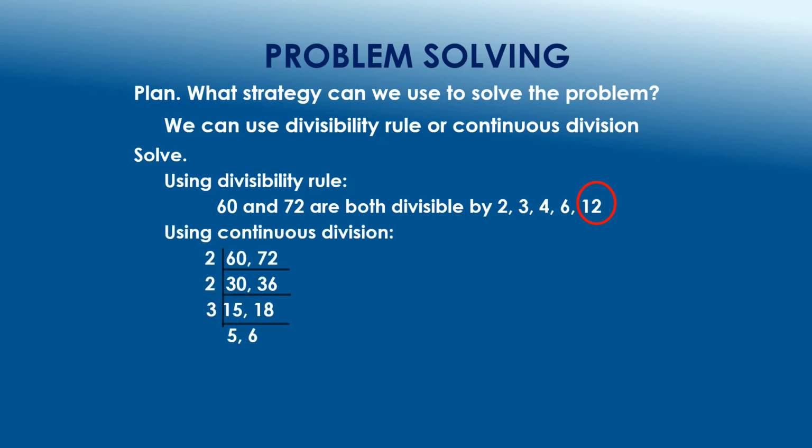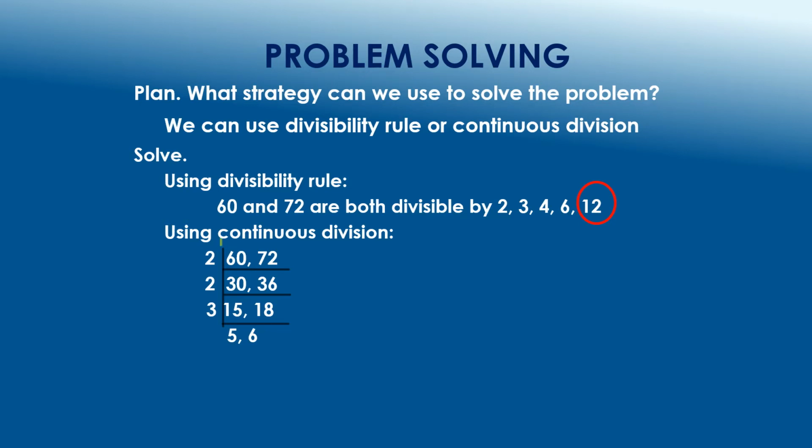Okay, now let's try it using continuous division. So 60 divided by 2 is 30, 72 divided by 2 is 36, then 30 divided by 2 is 15, 36 divided by 2 is 18, then finally 15 divided by 3 and 18 divided by 3 is 5 and 6. Therefore, we will just multiply kung ano yung mga nasa gilid.